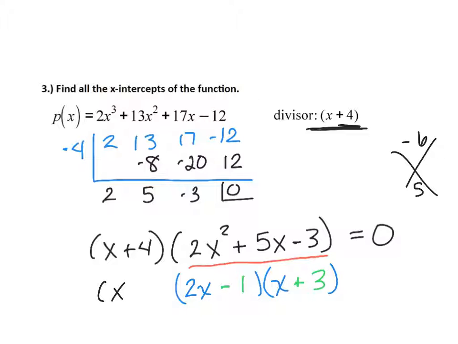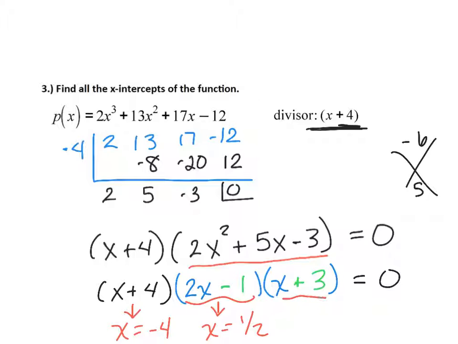So back to our problem, I'm going to bring down that x plus 4. It's all set equal to 0. And let's find our solutions. So here I get x equals negative 4. Here, set that equal to 0, and I get x equals 1/2. And this factor will give me x equals negative 3.